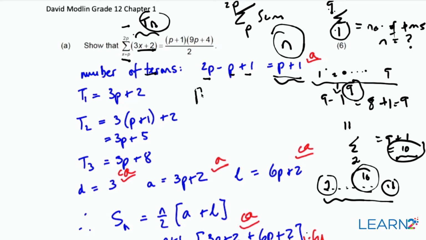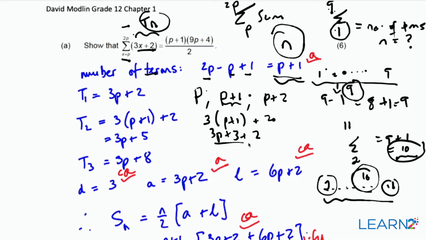Now, if p is your first one to substitute, how will you get the next one? Well, the next consecutive term would be p plus 1 that must be substituted, and then after that p plus 2. So what we're going to do is substitute now a p plus 1 into this T formula. So if you say 3x, 3 times p plus 1, instead of x we put p plus 1, add 2, you get 3p plus 3 plus 2, which is 3p plus 5. So 3p plus 5 is therefore your second term.